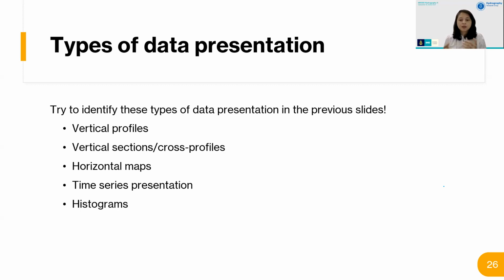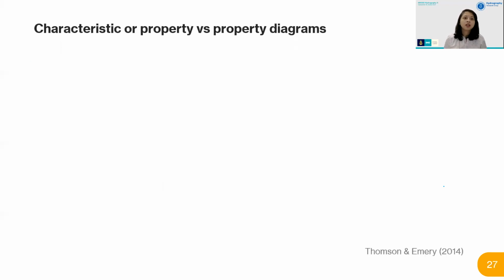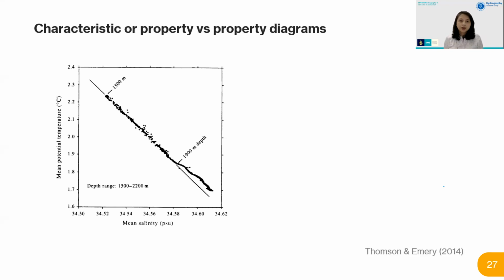Now we're going to talk about something that we have not really discussed in the previous slides, which are the characteristic or property versus property diagrams. This is going to be interesting because property versus property gives you information about how one property correlates to another property. For example, the last one that we talked about, I think in the water property module, is how salinity and temperature correlate with each other.